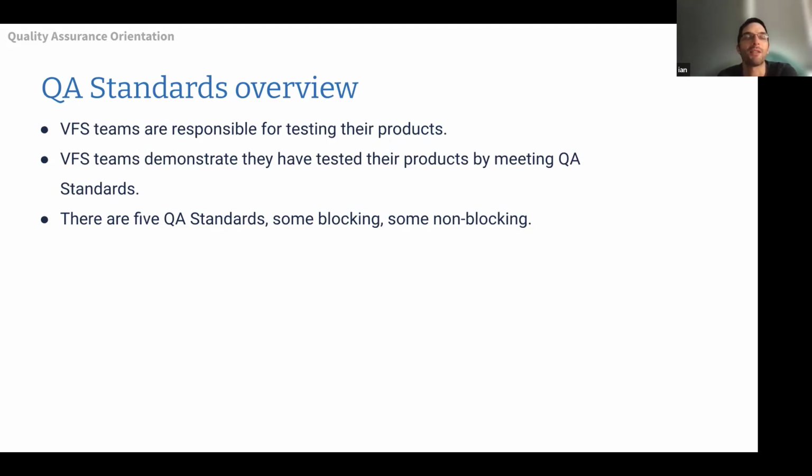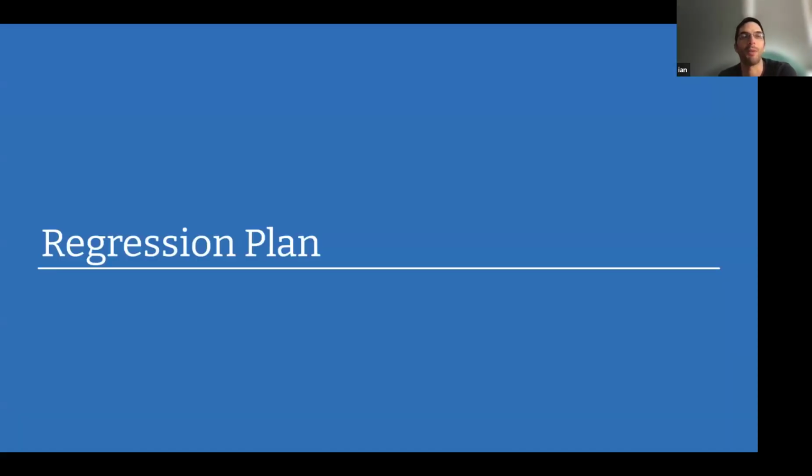And at the last touch point, which is called the staging review touch point, these QA standards are evaluated. So essentially, QA comes in at the end, and we are going to be looking at these QA standards to make sure that your product satisfies the standards necessary to launch. So as I mentioned, there are 5 different standards.